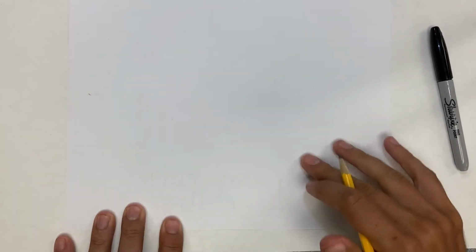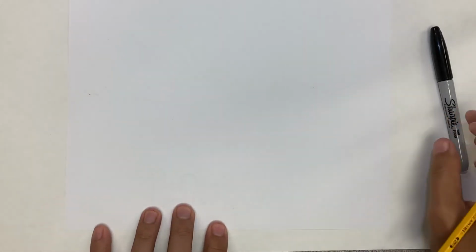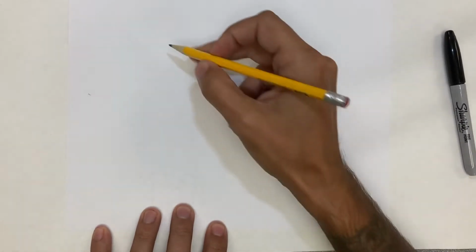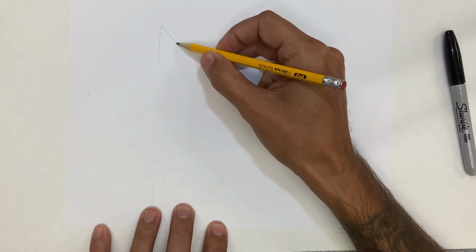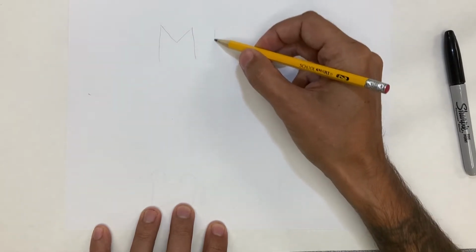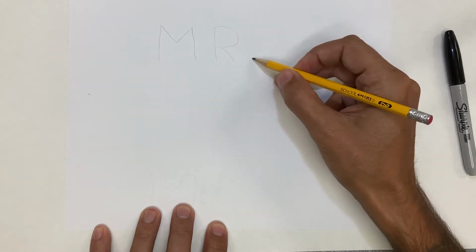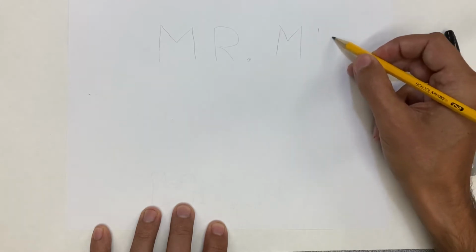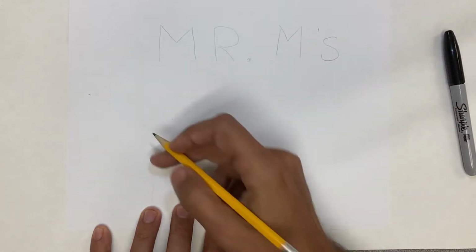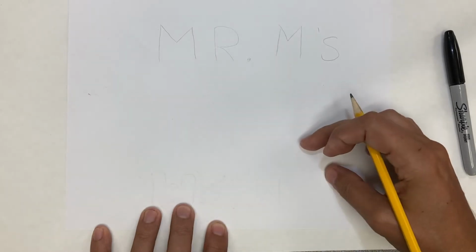So this is a blank piece of paper I'm going to be working on. I want to put Mr. M up here and maybe Design Hub down here. I'm going to create bubble letters. There's a super easy way to make bubble letters. So I'm going to start just by writing in normal letters. So I'm going to write my letter M, give it a little bit of space, letter R, period, and letter M, and apostrophe S. So there's Mr. M's. And then I'll write Design Hub down here.